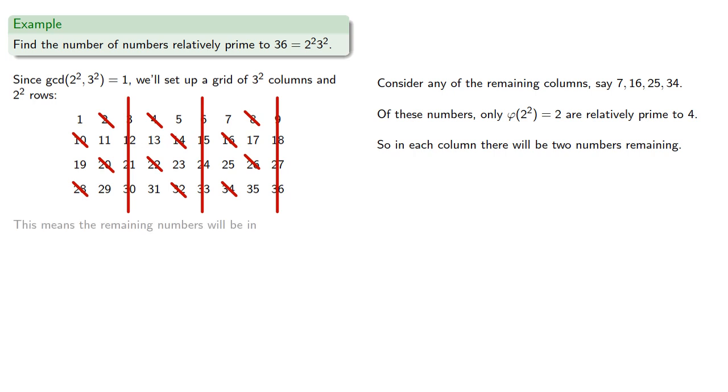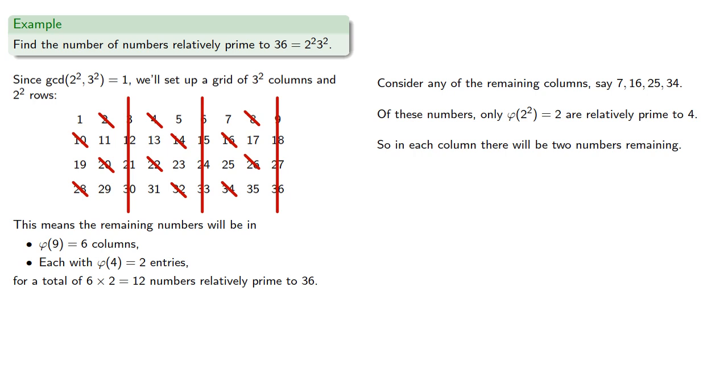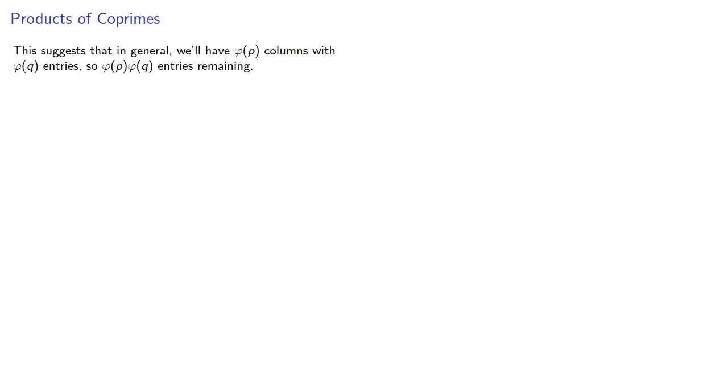Now, this means the remaining numbers will be in phi of 9, 6, columns, and each of these columns will have phi of 4, 2, entries, for a total of 6 times 2, 12 numbers that are relatively prime to 36. And so phi of 36 is going to be 12. This suggests that in general, we'll have phi of p columns with phi of q entries, so we'll have phi of p times phi of q entries remaining.